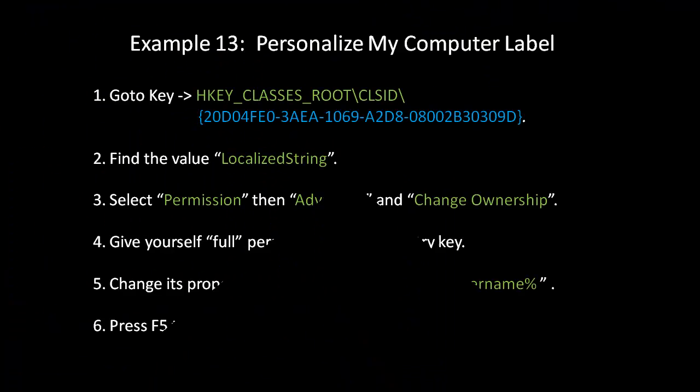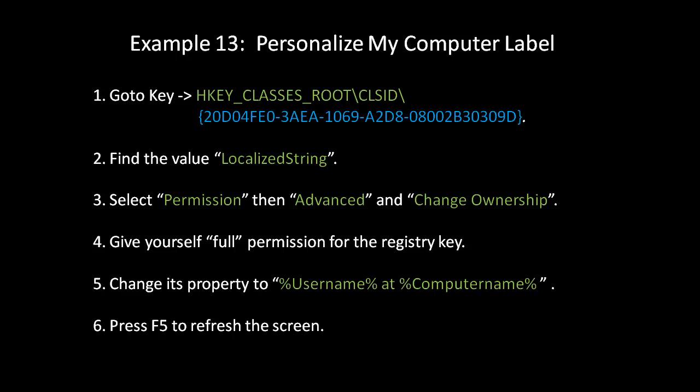In example 13, we're going to personalize the My Computer label. We're going to go to HKEY_CLASSES_ROOT\CLSID, and we need to find a very special and specific hexadecimal key. It's going to be inside curly braces, and it's going to be called 20D04FE0-3AEA-1069-A2D8-08002B30309D. When we do that, we'll want to find a value inside of it called LocalizedString.